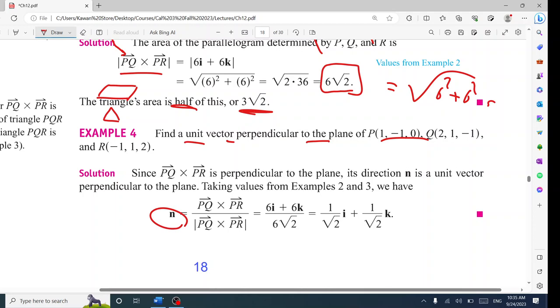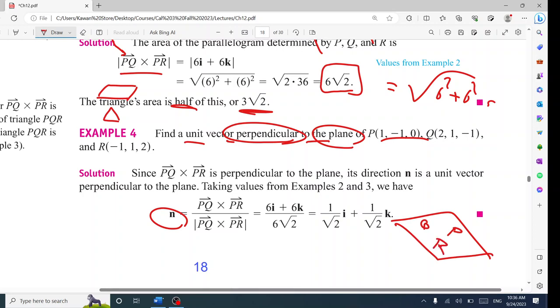So examples number 2, 3, 4 you can bring as one package for the example. Now in the normal case, I'll give you 3 points and say find the unit normal vector on the plane PQR. So find the unit normal perpendicular. Understood, yes. So what's your duty? Your duty is to find the vectors, cross multiply, find the length, and go.